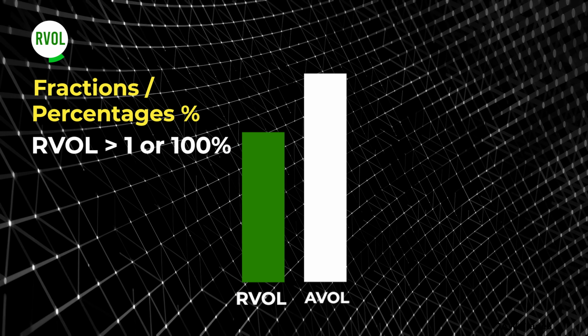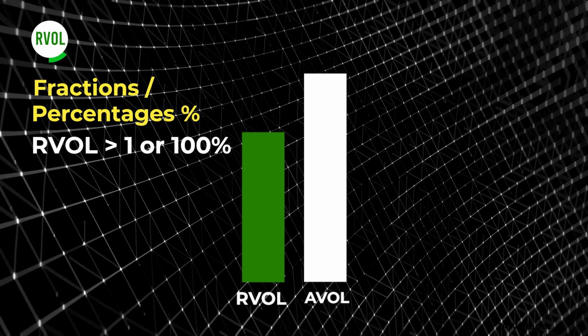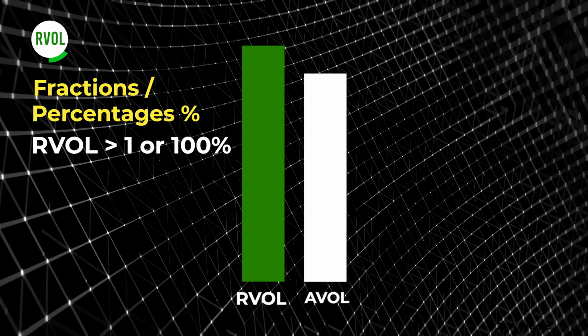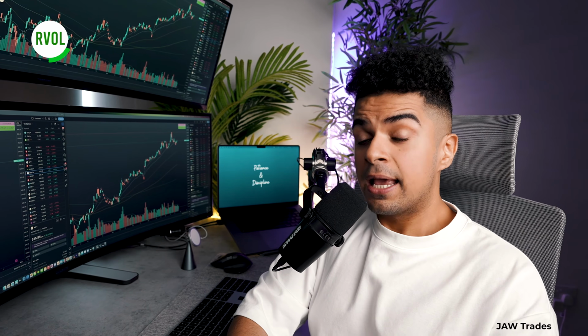And if the RVol is more than 100% or greater than 1, like 1.2, 1.3, or 120 or 130%, that means that stock is doing higher than average volume for that specific period of time. This means if the RVol is high, then most likely that stock is in play. A lot of traders and algos are trading that stock. That makes it a very good candidate for day trading.